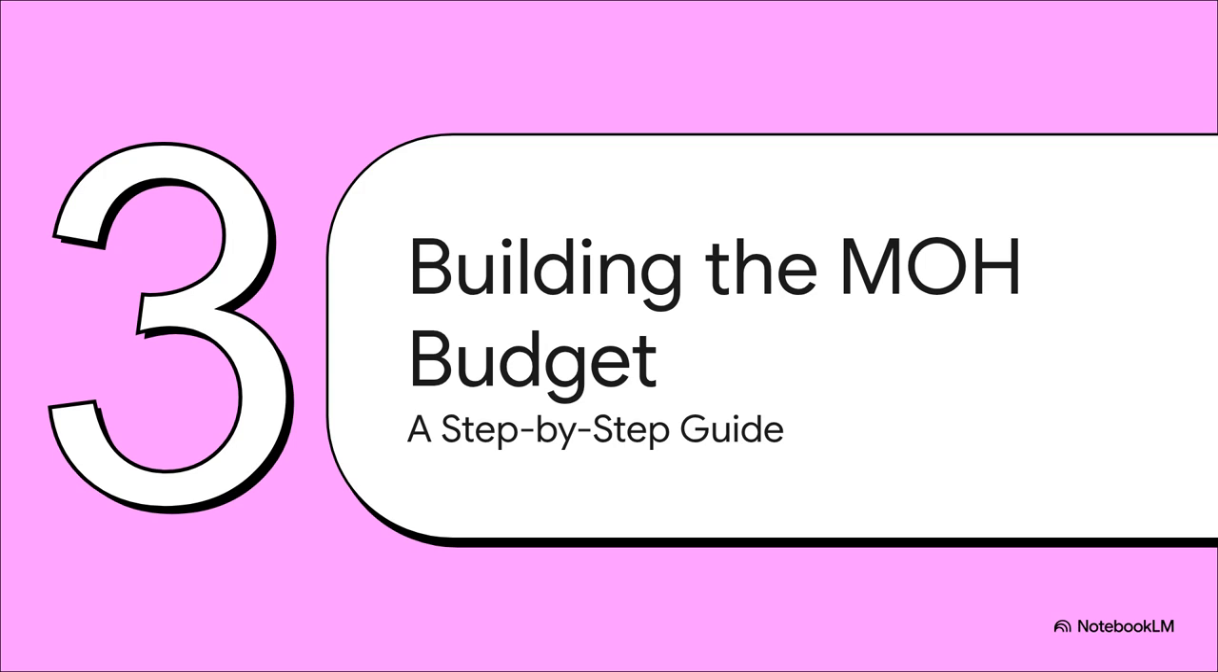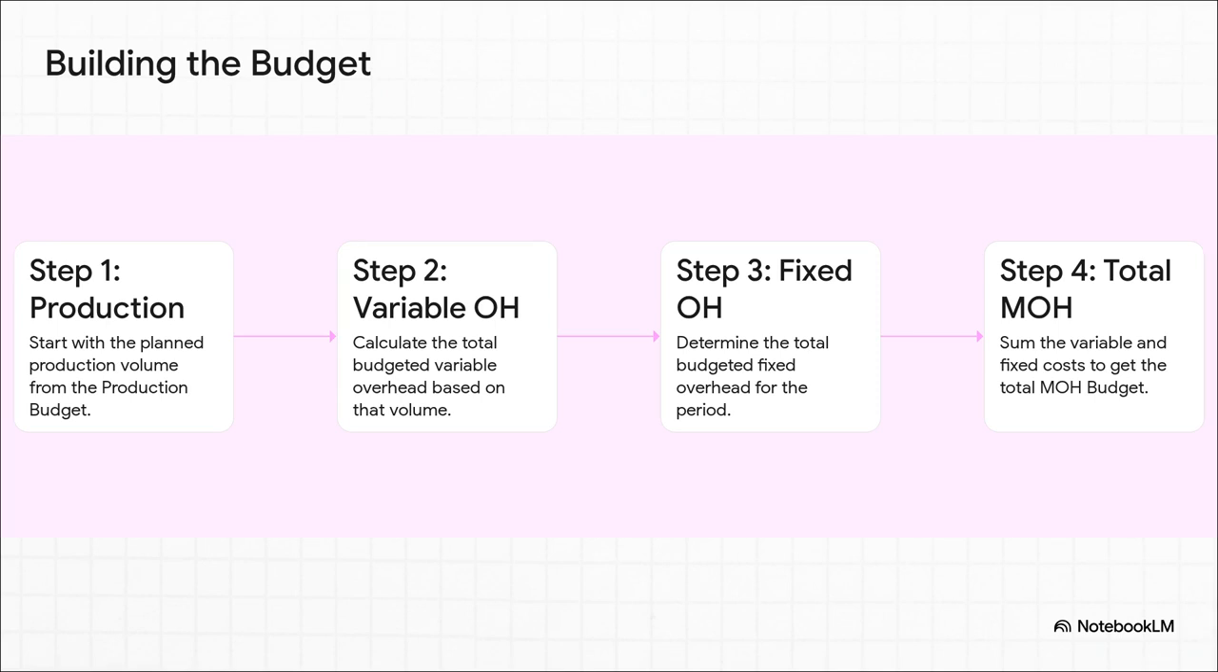Okay, so we know what it is. Now for the really cool part. How do we actually build one of these things? It's really just a logical, step-by-step process. It boils down to 4 steps. First, and this is the foundation for everything, you start with how many units you plan to make. Then, for step 2, you figure out your variable costs for that specific volume. Step 3, you nail down your fixed costs for that period. And finally, step 4, you just add them together.